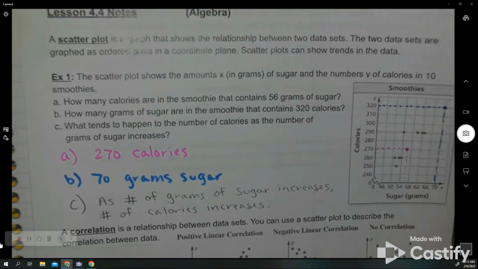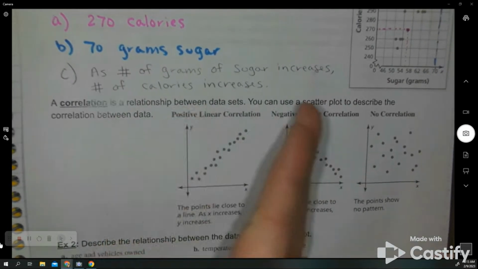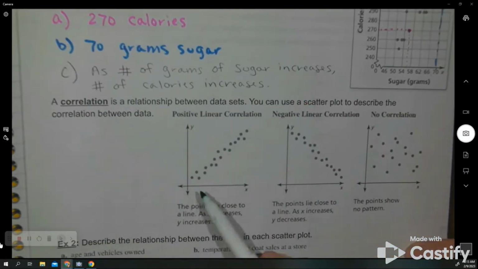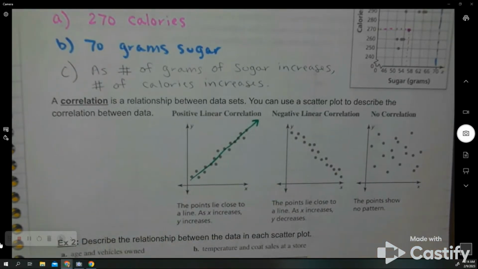All right, so for the next section, we're going to talk about correlation. So correlation is a relationship between the data sets. And if you look at a scatter plot, we can use those to describe that correlation with the data. So if I'm looking at this right here, again, we always read our graphs from left to right, remember? So as I read this from left to right, it looks like this data is making a pattern in a straight line in an upwards direction. So that's why we would call this a positive linear correlation.